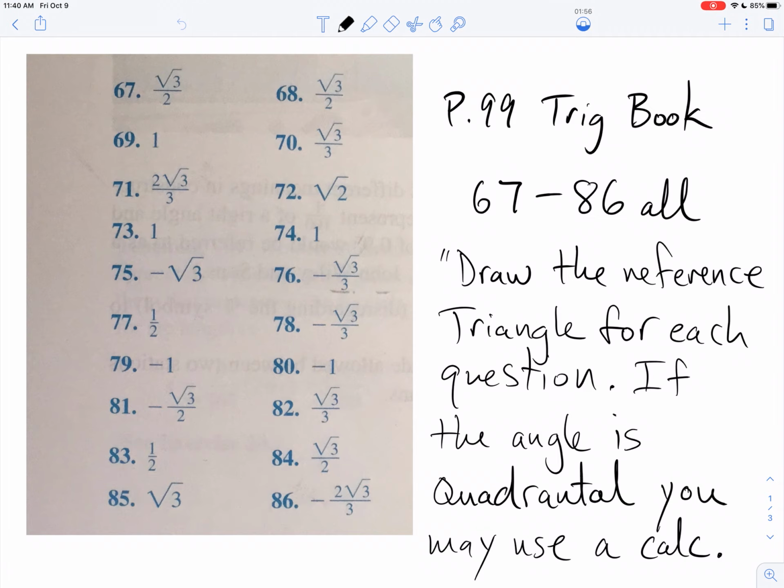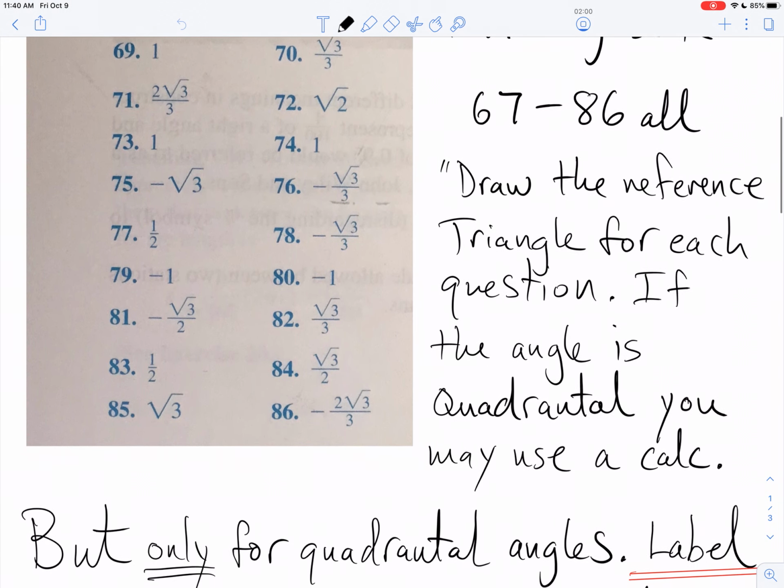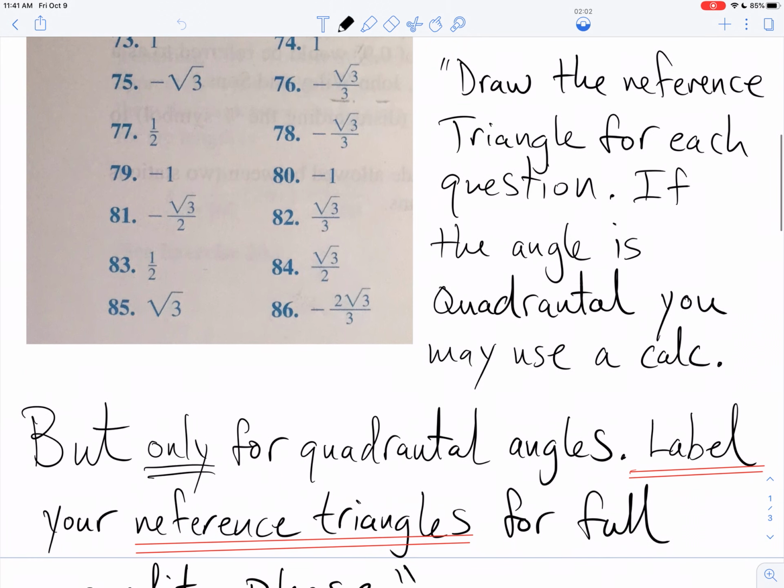And it says here, the questions are on page 99, 67 to 86. It says, draw the reference triangle for each question, period. If the angle is quadrantal, you may use a calculator. So I want to see you guys try to draw a reference triangle for everything.